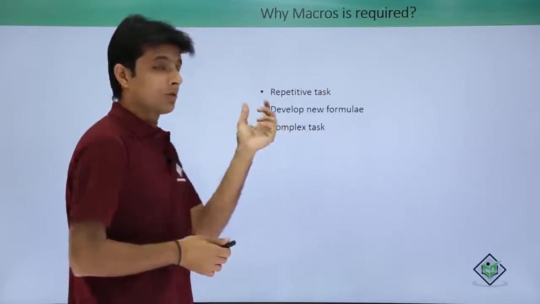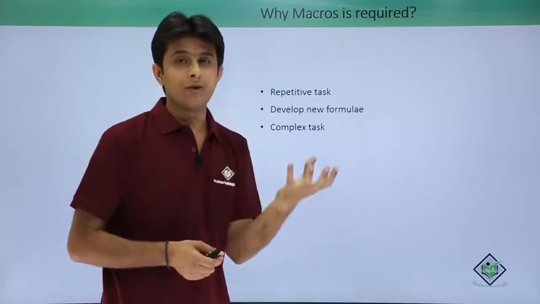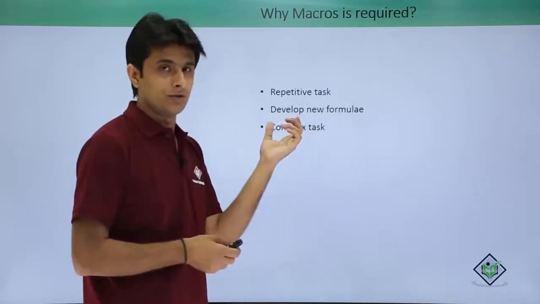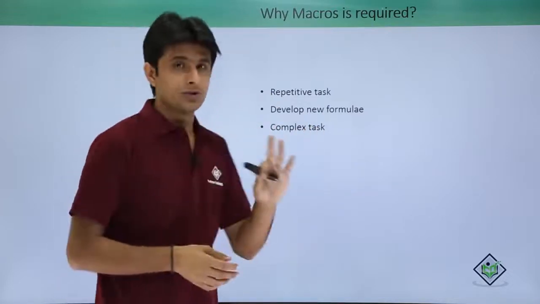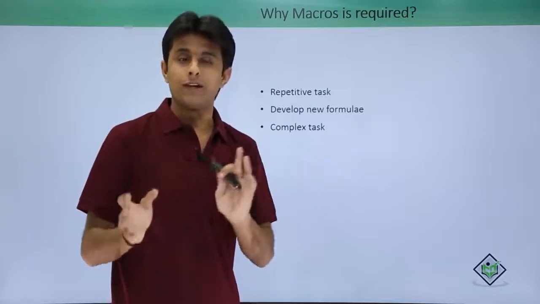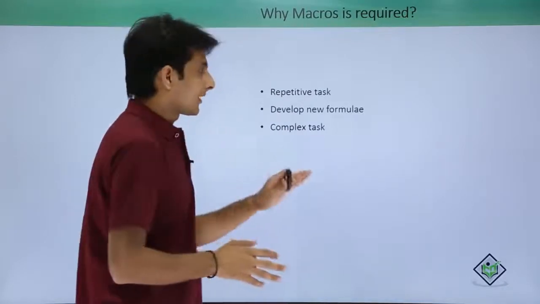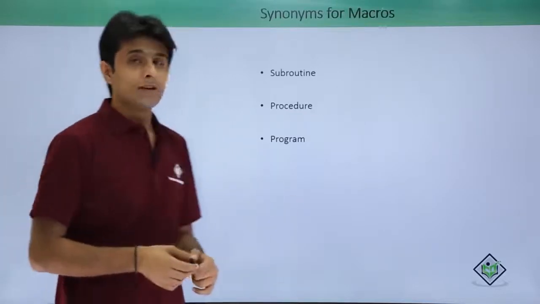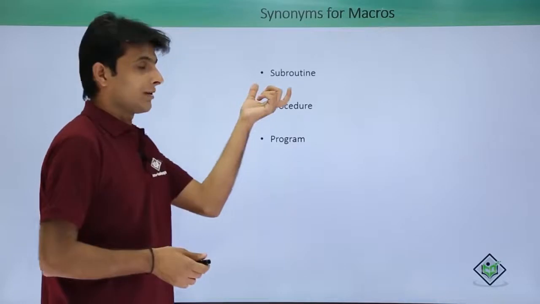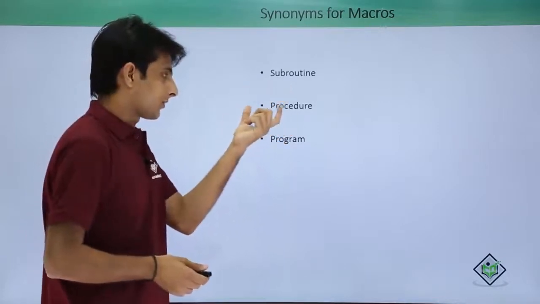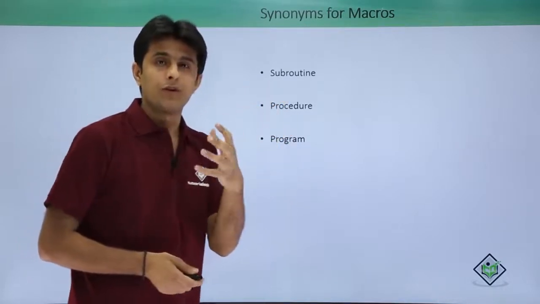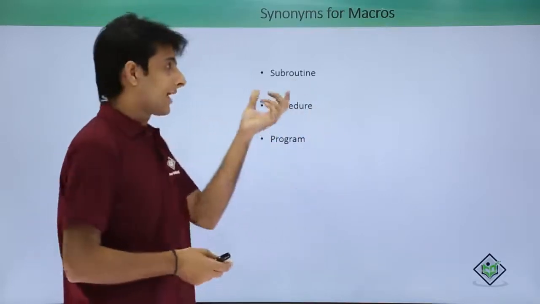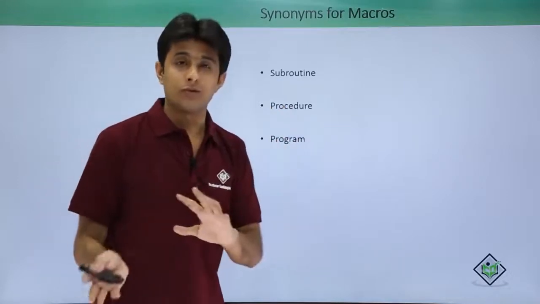Or sometimes you want to develop a new formula. Though there are many formulas inside Excel, suppose you want to create your own formula or own function, you can use the macro part. Or if you want to do some complex task, let's say sorting, filtering, creating a pivot table and so on, you can use macros. Let's see the next one. What are the different names given for a macro? You can call it a subroutine, a procedure, a program. If you are from an IT or coding background, you call it code. So you can call this a subroutine, procedure, program or macro, any one of them.